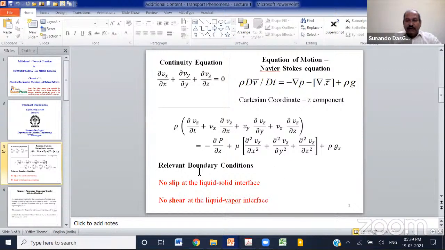The relevant boundary conditions are, as we have discussed, no slip at the fluid-solid interface. That means the relative velocity between the fluid and the solid at the interface would be 0. And due to the vast variation of viscosity normally between the liquid and the vapor, the shear force at the liquid-vapor interface would be 0. So these two are the relevant boundary conditions which we have used for the case of momentum transfer.